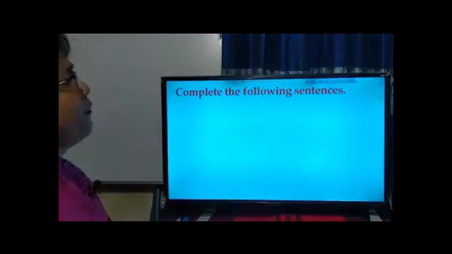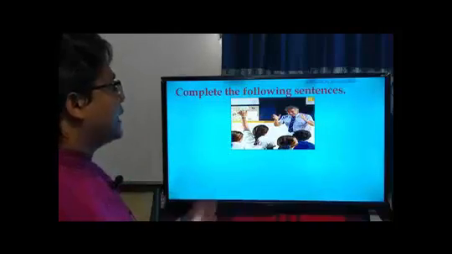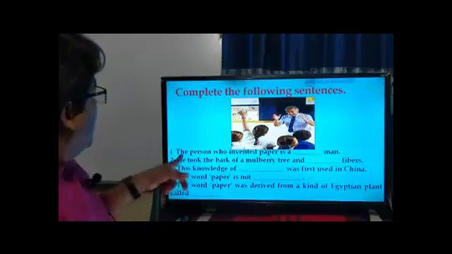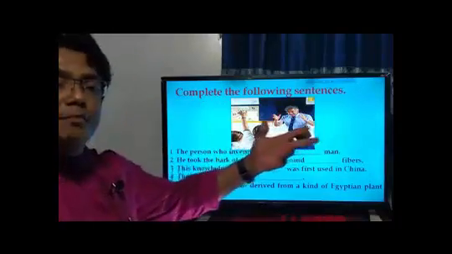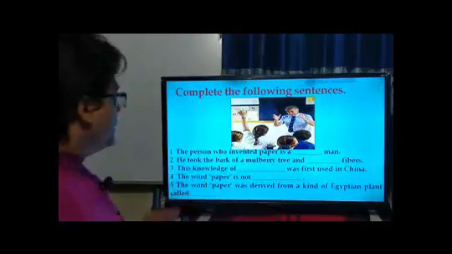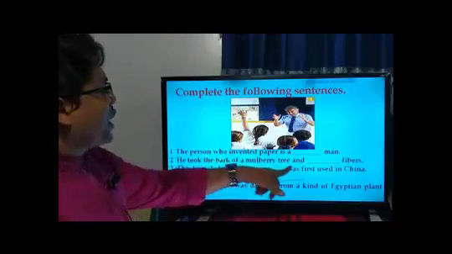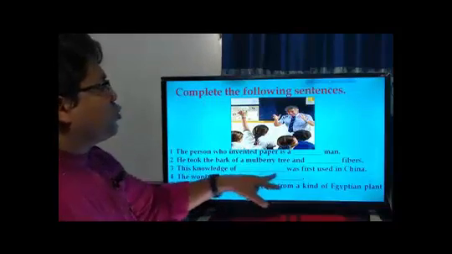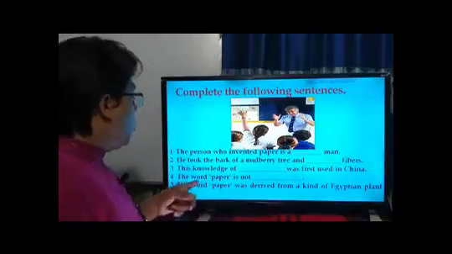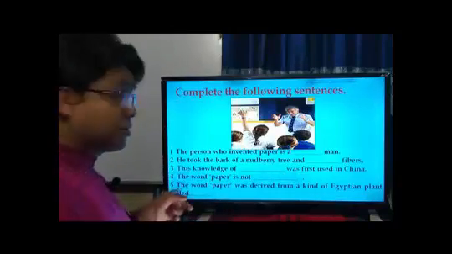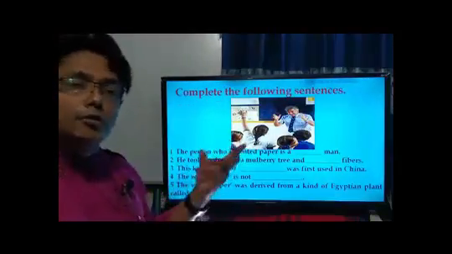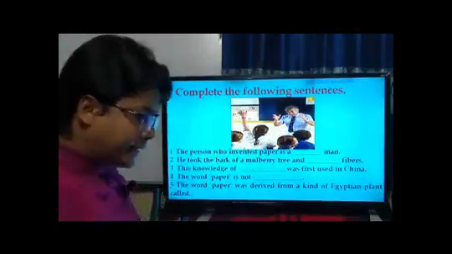Now, complete the following sentences, dear students. Here you see the picture. Like me, a teacher is sharing some ideas with the students. The person who invented paper is a dash man. You can fill in by the ideas in my previous slides. He took the bark of a mulberry tree and dash fibers. This knowledge of dash was first used in China. The word paper is not dash. The word paper was derived from a kind of Egyptian plant called dash. You have to fill in the blanks with appropriate words using the information from your text.